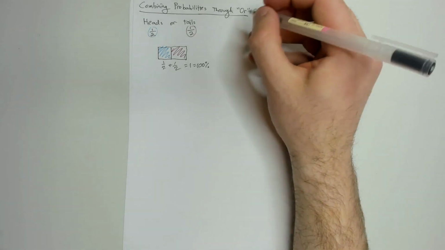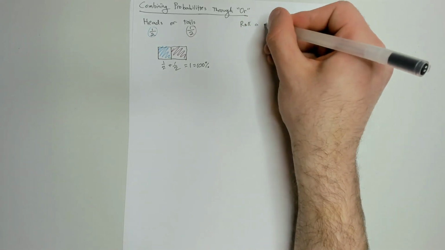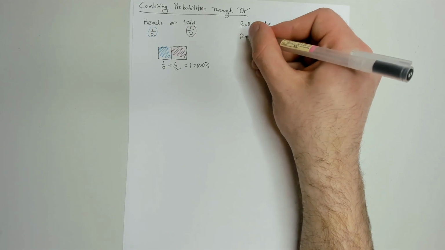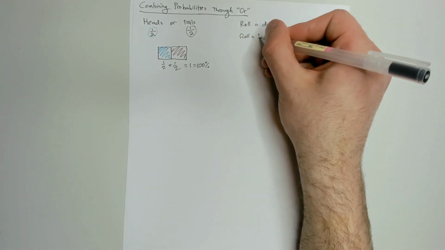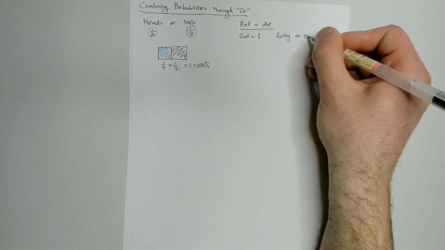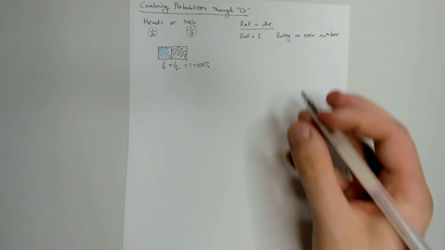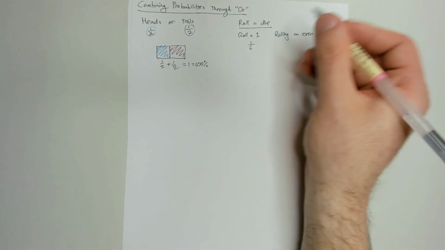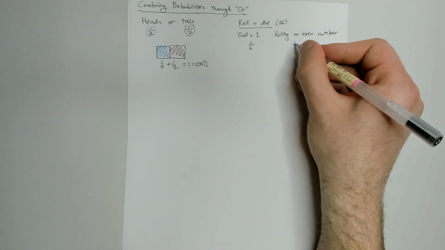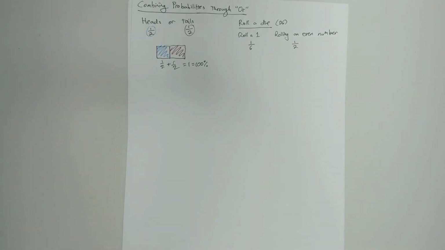In a more complex situation, let's say I roll a die, and the two things I look at are rolling a 1 or rolling an even number. For rolling a 1, I know there's a 1 in 6 chance, assuming this is a d6. And for rolling an even number, I know there's a half chance, or a 1 in 2 chance, because half of the numbers on a d6 are even.